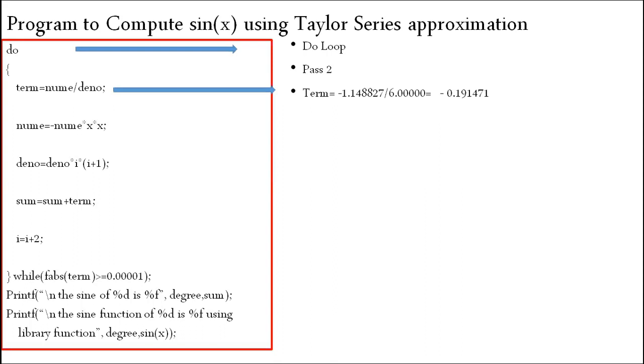If we do this, the value which we get is minus 0.191471. So this value will be updated to term. Instead of minus 1.148827, minus 0.191471 will be updated in the place of term. So next numerator is equal to, the formula which we have is minus numerator into x.